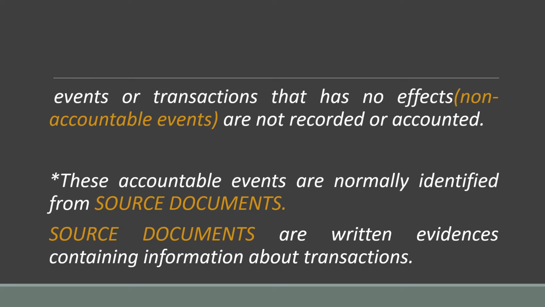So these accountable events are normally identified from the source documents. Since yung starting point ng accounting cycle is yung transaction and events, by relying on source documents, transactions and events can actually be analyzed as to how they will affect the performance and financial positions of the business. So, we can identify which transactions or events are considered as accountable events with the use of these source documents.